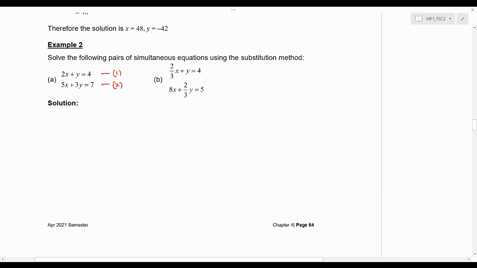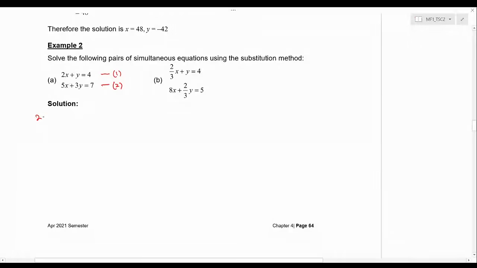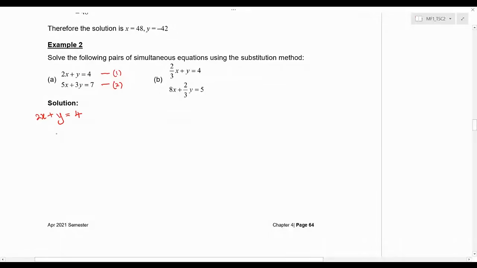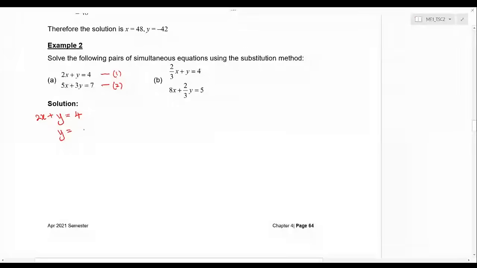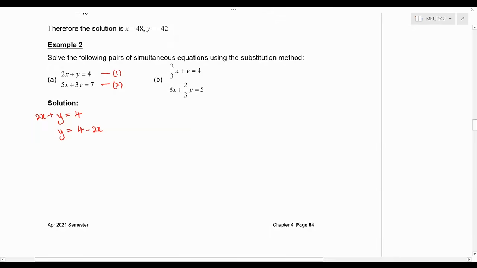You don't have to use equation 1's y. You can do equation 1's x. You can also do equation 2's x. And you can also do equation 2's y. Up to you. It doesn't matter. Eventually, you're going to get the same answer. It's just that for this case here, by letting equation 1 be the case, I subtract both sides by 2x, I get a substitution expression that's much faster.